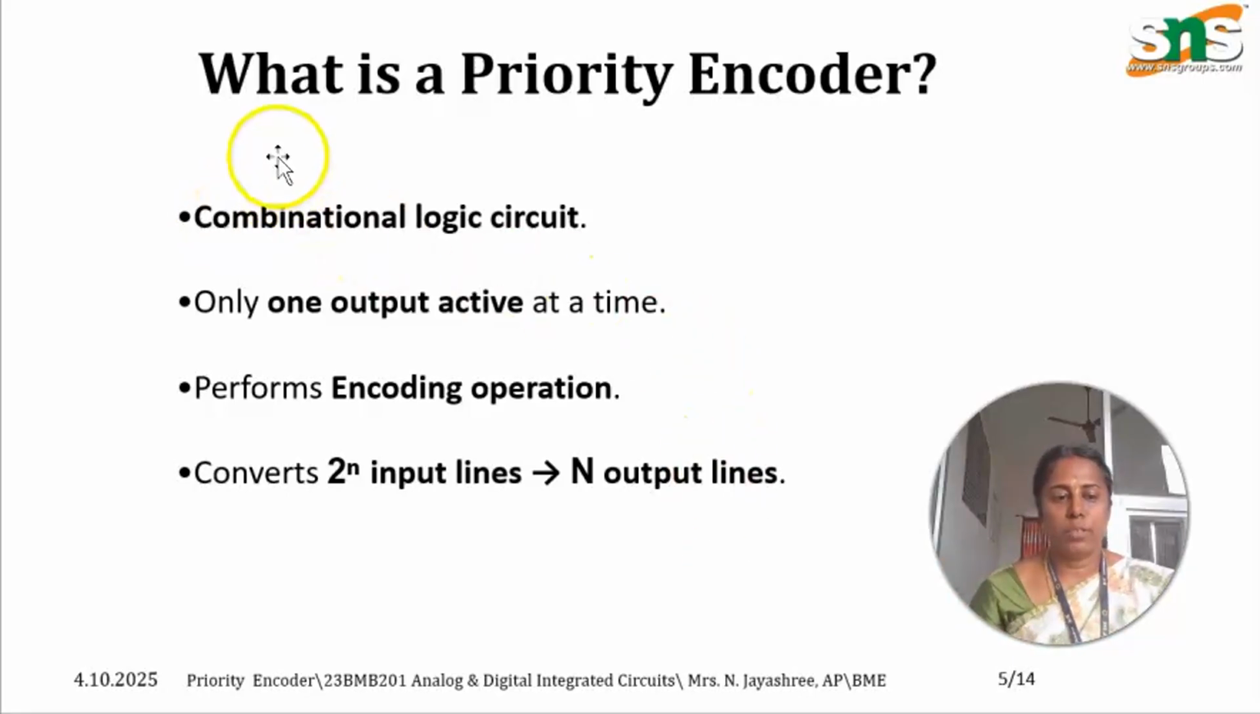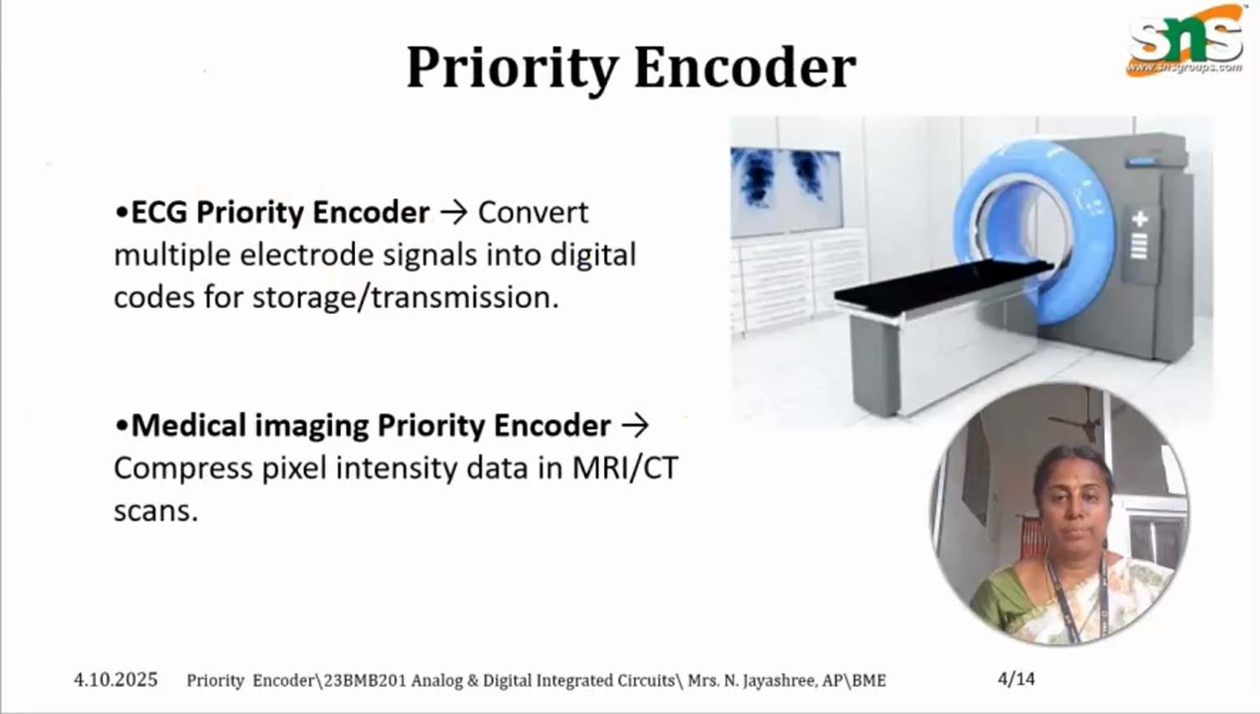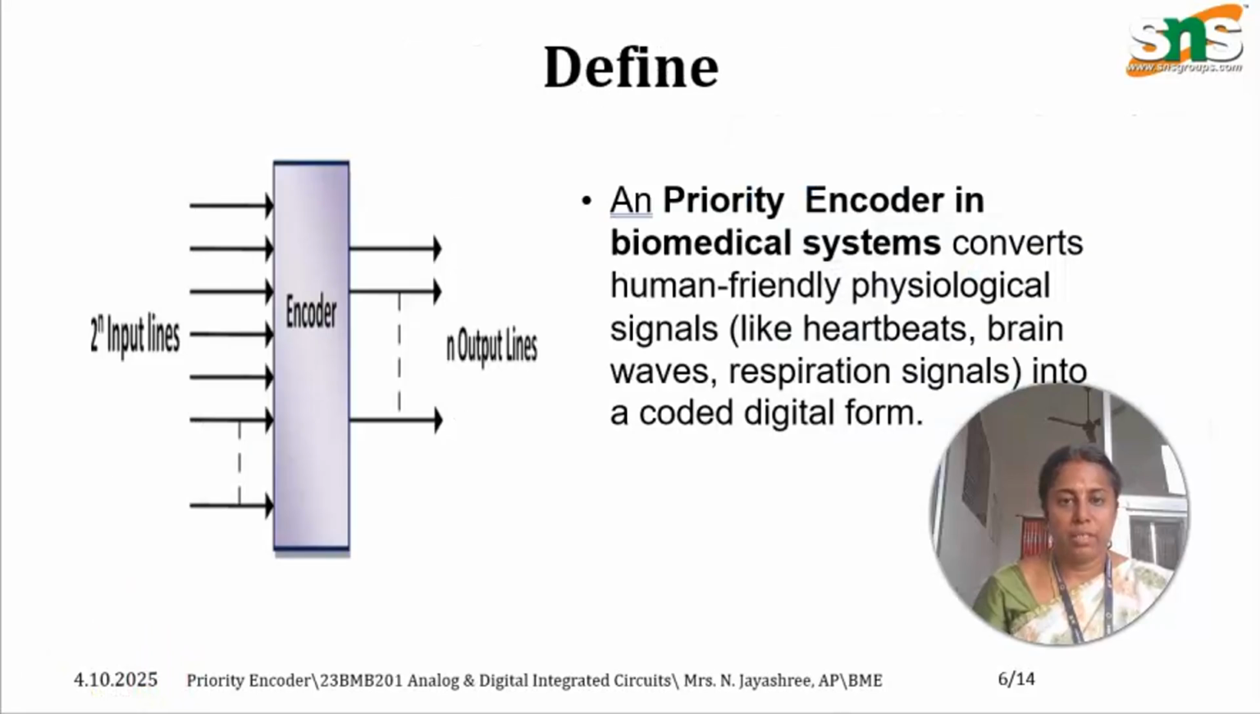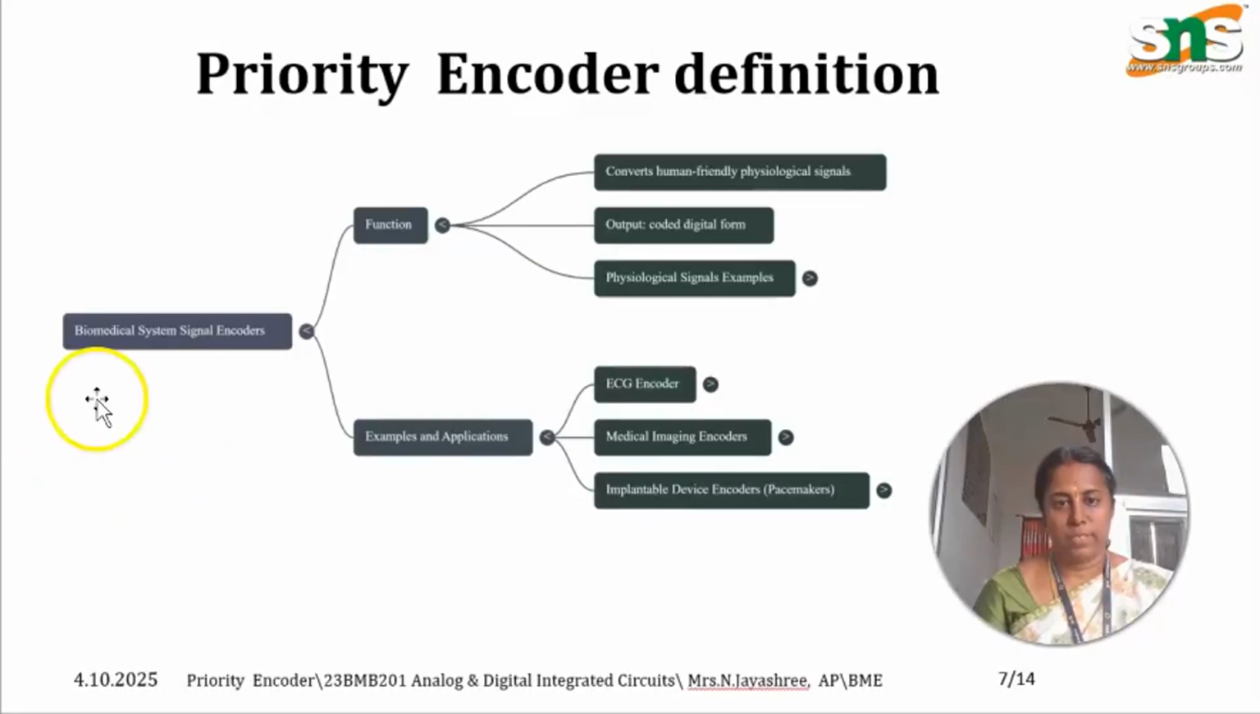And the next one is the priority encoder function. It converts multiple analog signals into digital codes for storage and transmission. In medical imaging, the priority encoder compresses pixel intensity data in MRI or CT scans. Next one is the definition. The priority encoder in a biomedical system converts human-friendly physiological signals into coded digital information.